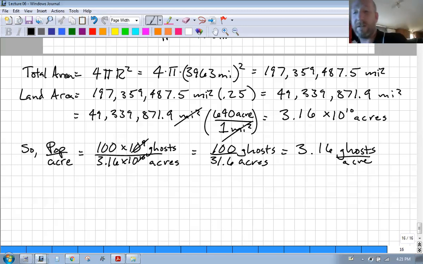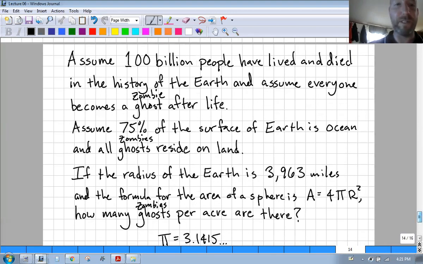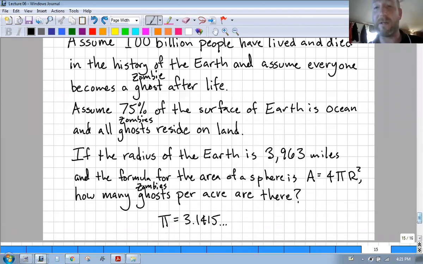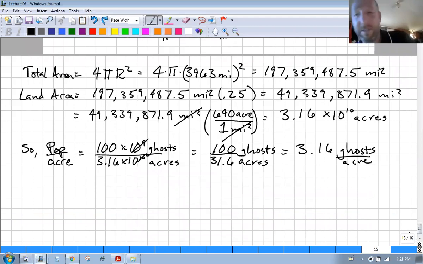So yeah, if everybody turned into a ghost, we'd have about 3 ghosts per acre. We could make this a little more accurate by looking at this percentage. I just came up with that off the top of my head. I could look up a more accurate representation. So yeah, if you believe in ghosts, there's at least 3 for every acre on average.